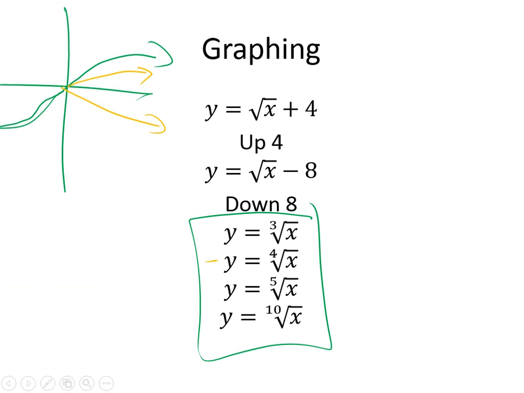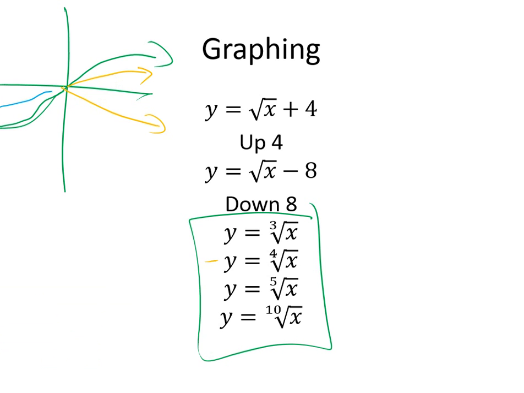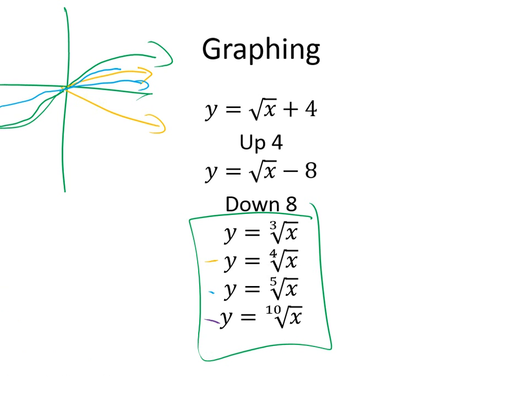That would be that one. The fifth root would look something like this. Oh, actually it'd look something like that. That'd be the fifth root. And then the 10th root would be like that. And so that's what it would look like. It's just something you might want to investigate with your calculator and see how it works.